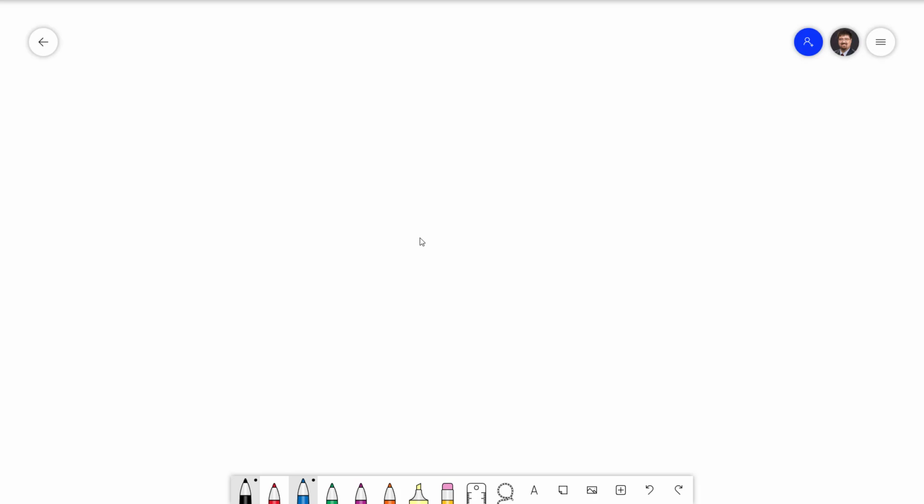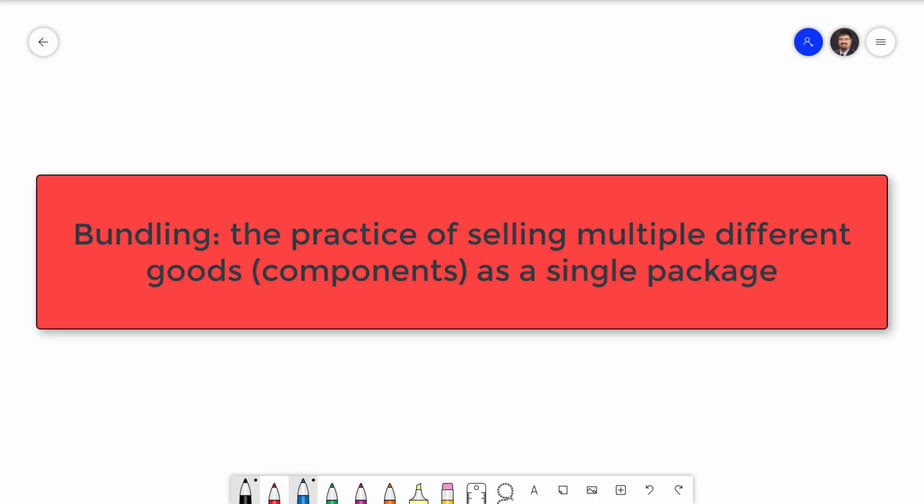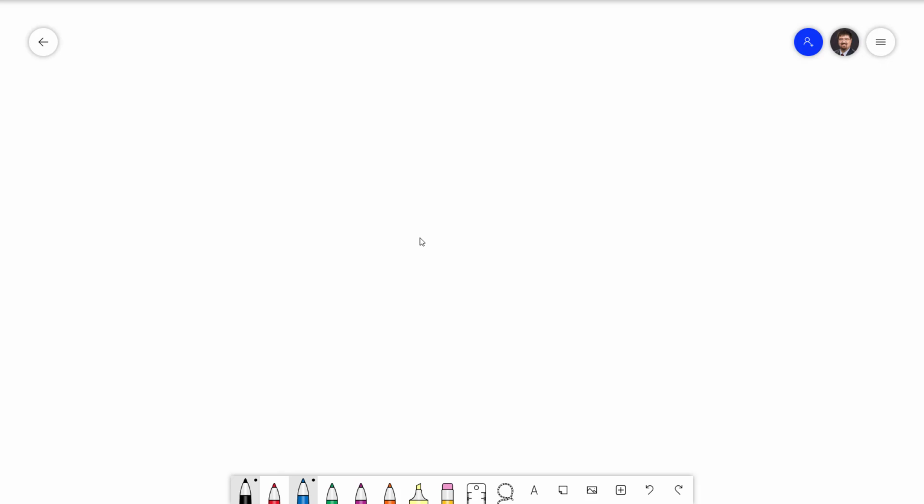Our final pricing strategy is bundling. Bundling involves selling multiple different goods, known as components, together as a package. This is distinct from the practice of block pricing, which we talked about earlier, where you have a package of the same good. Bundling must involve a package of at least two different goods.